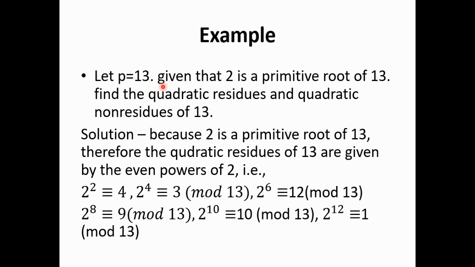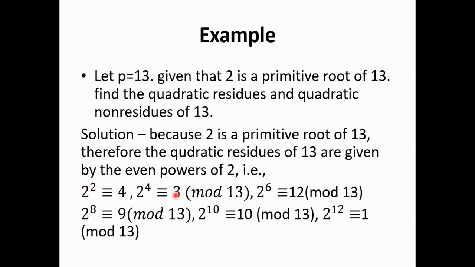Let p be 13 again, and given that 2 is a primitive root of 13, we have seen this already in the previous lecture. So we have to find the quadratic residues and quadratic non-residues of 13. It is given that 2 is a primitive root of 13. Because 2 is a primitive root, the quadratic residues of 13 are the even powers of 2. Let us find the even powers of 2: 2 square, 2 to the power 4, 2 to the power 6, 2 to the power 8, 2 to the power 10, and up to 2 to the power 12, because p is 13, so they go up to p minus 1.